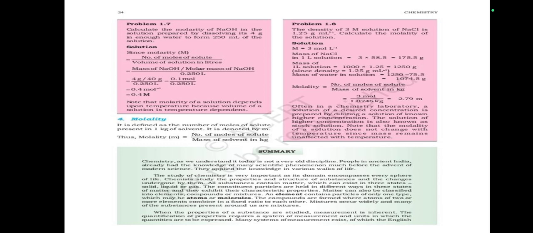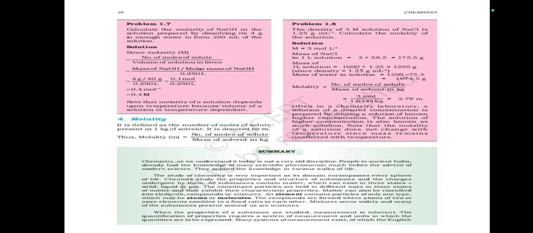Matter can also be classified into elements, compounds, and mixtures. An element contains particles of only one type, which may be atoms or molecules. Compounds are formed where atoms of two or more elements combine in a fixed ratio to each other. Mixtures occur widely, and many of the substances present around us are mixtures.